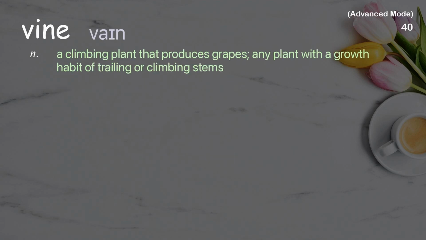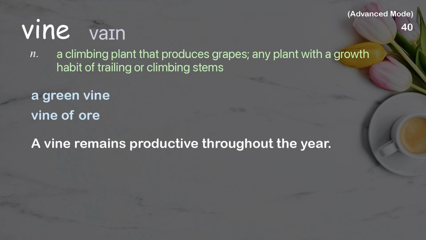Vine. A climbing plant that produces grapes; any plant with a growth habit of trailing or climbing stems. Examples: A green vine. Vine of war. A vine remains productive throughout the year.